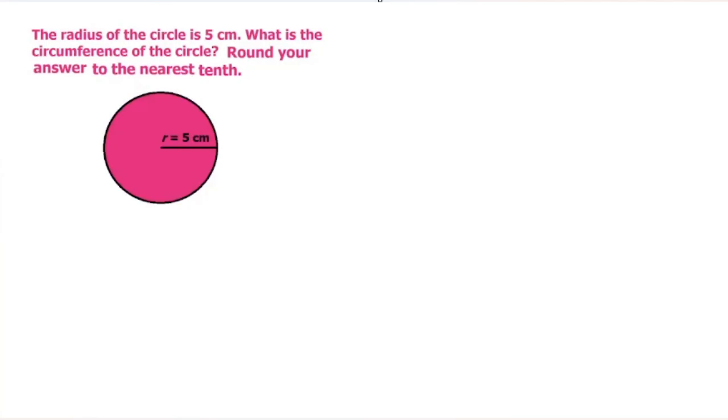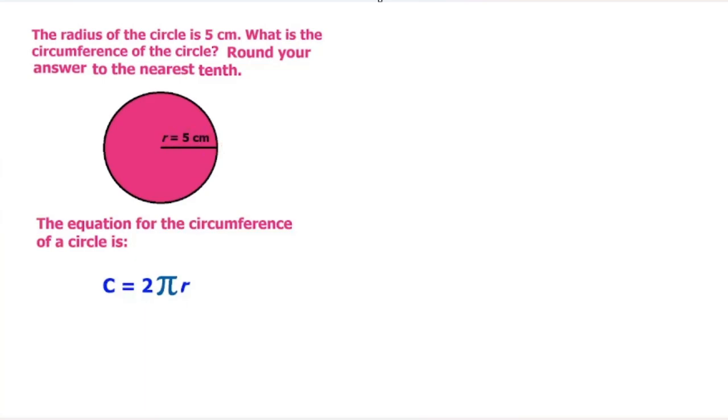In this video, I'm going to teach you about the circumference of a circle. So if we have a problem like this that says the radius of the circle is 5 centimeters, what is the circumference of the circle? Round your answer to the nearest tenth. So this is the radius of the circle. It comes from the center to the very tip here. It's the measurement of the radius.